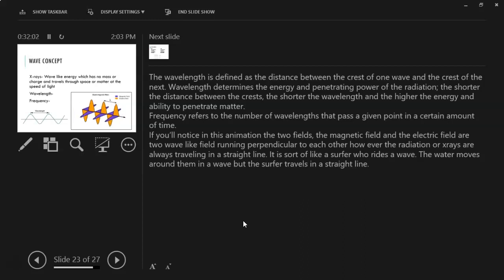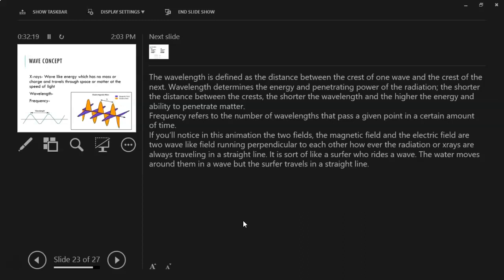Frequency refers to the number of wavelengths in a certain span of time. If we measure off the wavelengths from here to here, and then we count the crests, that's frequency. I'll draw a picture of that here in a second.